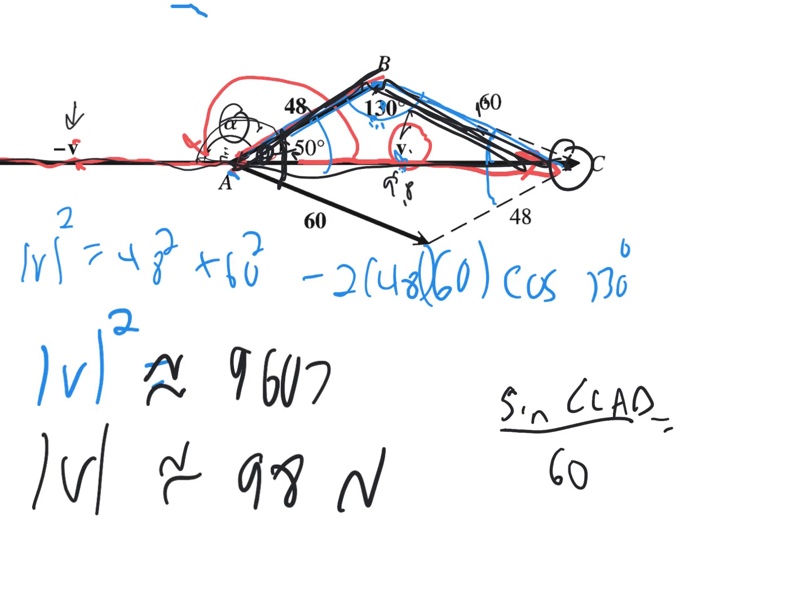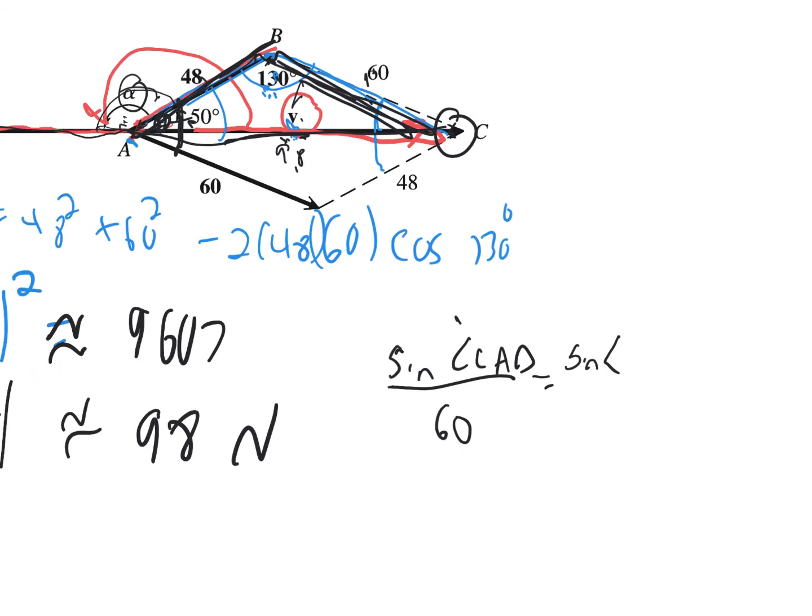Now we've got to pick. This is unknown, so I have to pick a side that is related to another side that I know. And since I just found out what this side is across, I can say sine of the angle. What angle is that? That would be angle ABC over, what was my answer? 98. Now, that'll help me out. That's going to give me this beta that I needed.